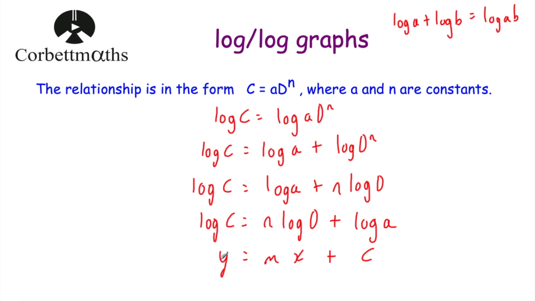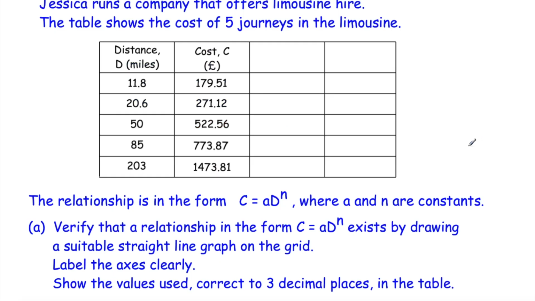We've got our variables y and x, or log C and log D, and we've got our numbers, our constants, our m and c. Okay, so we're going to draw a log-log graph, and what that means is we're going to do log of the distance and the log of the cost. So along the x-axis will be the log of the distance, or log D, and going up vertically will be the log of the cost. So we need to work out log D, and we also need to work out log C.